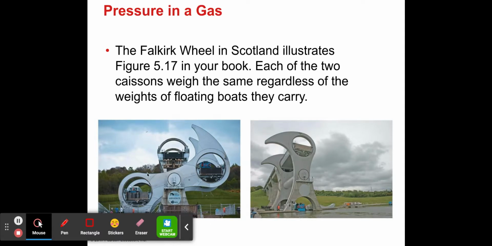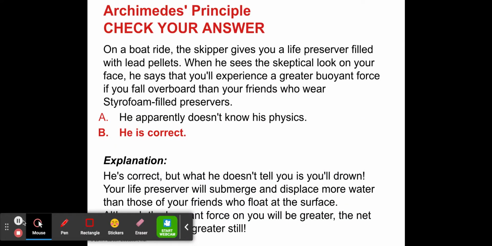We will talk about pressure in a gas in our next lesson.